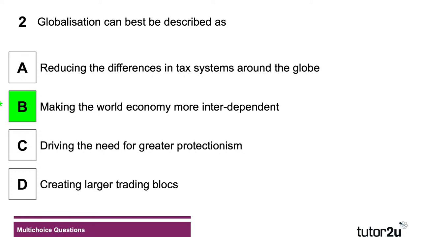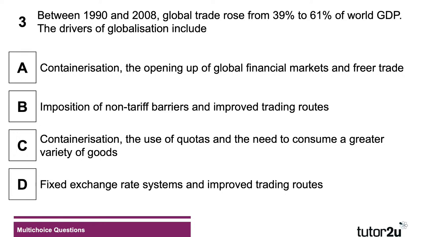Okay, so let's have a look at question three. Moving on, now we're looking at what's happened to globalization and to trade over the last 30 years or so. So you've got some data there between 1990 and 2008. Global trade rose from 39% of world GDP to 61% of world GDP, massive increase. What are the main drivers that drove that increase? Is it A, B, C or D? And again, you've got a mix of factors there and you need to make your choice from amongst the mix.